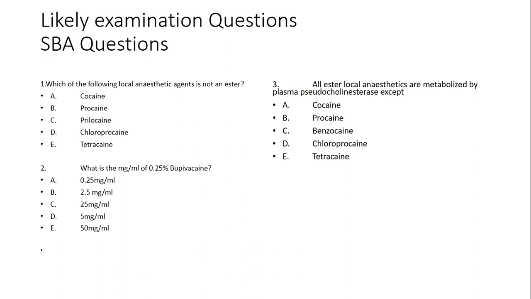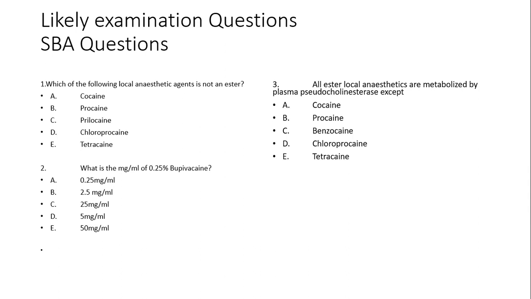Anybody, quickly. So the first question, which of the following local anesthetic agents is not an ester? The answer is A, cocaine. What's the answer? Oh no, it's prilocaine, sorry. Prilocaine. Yes, doctor, that's C. Why? Because there's an I, so it's an amide. Beautiful. Next person, ask the second question and answer it.